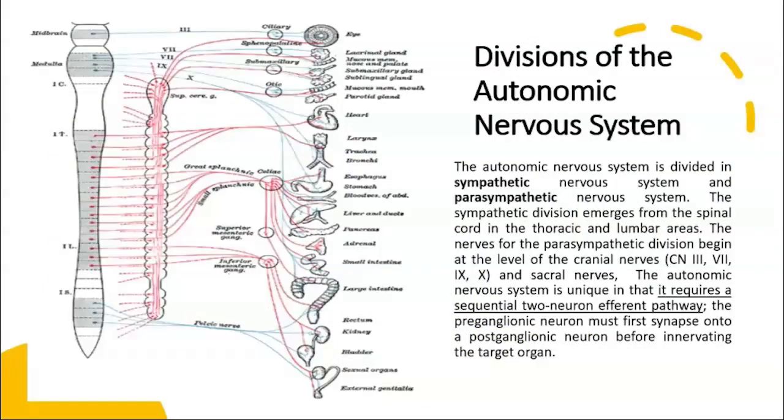Divisions of the autonomic nervous system: there are two main divisions. One of them is the sympathetic nervous system, and the other one is the parasympathetic nervous system. Since we have two divisions, the sympathetic is going to be basically thoracic, and the parasympathetic, you will see, is going to be basically on the top, cranial, and sacral right here at the bottom. In the autonomic nervous system, there are actually two nerves. Right here, this is a ganglion, where the preganglionic fiber and the postganglionic fiber are going to synapse.